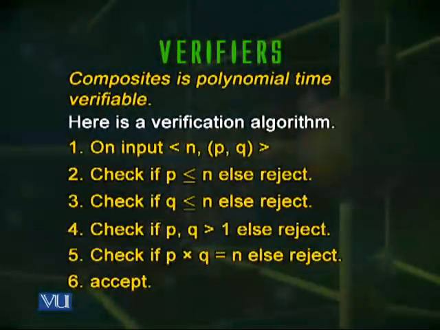So here is a polynomial time verification algorithm for composites. The verifier takes as input n and a pair p, q. First it checks if p and q are both smaller than n. If not, reject. This way the verifier will not take a long time reading the proof, because it will just stop reading if the proof is too long. The second thing it will do is multiply p and q and see if that is equal to n, and it will also check if p and q are greater than 1. If all these things are true, it will accept, otherwise it will reject. So this is a polynomial time verifier for composites.